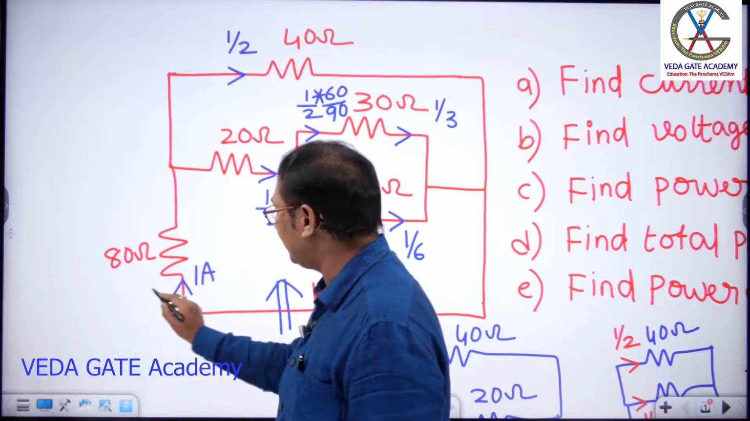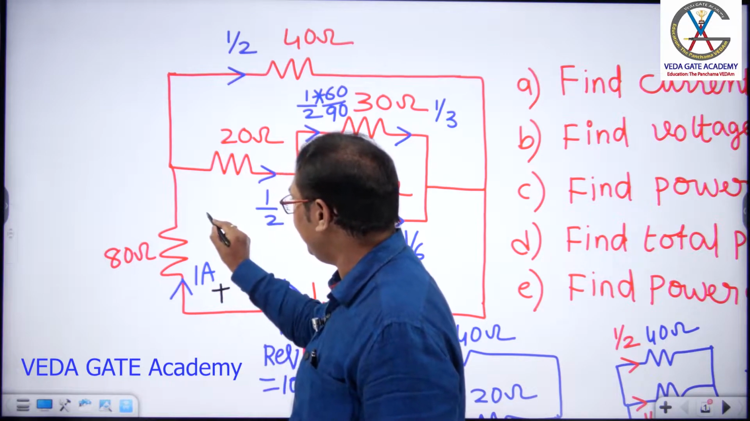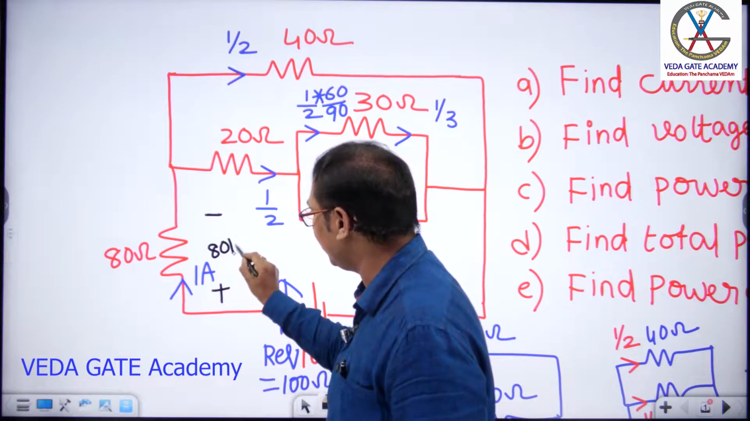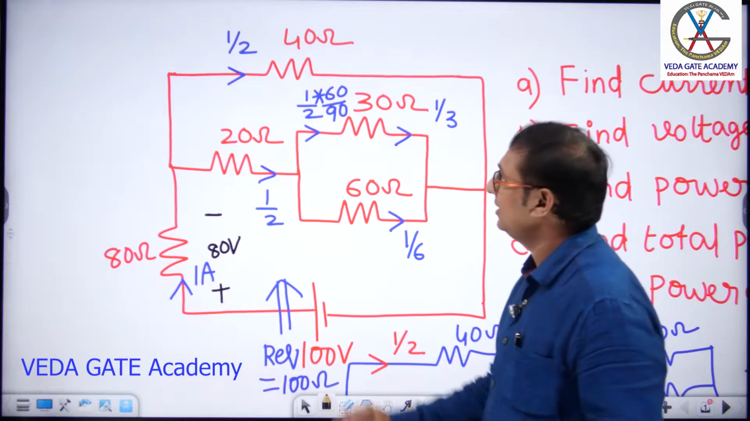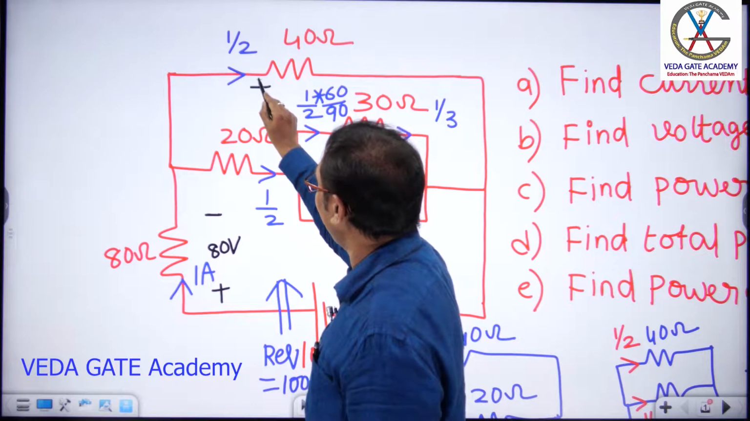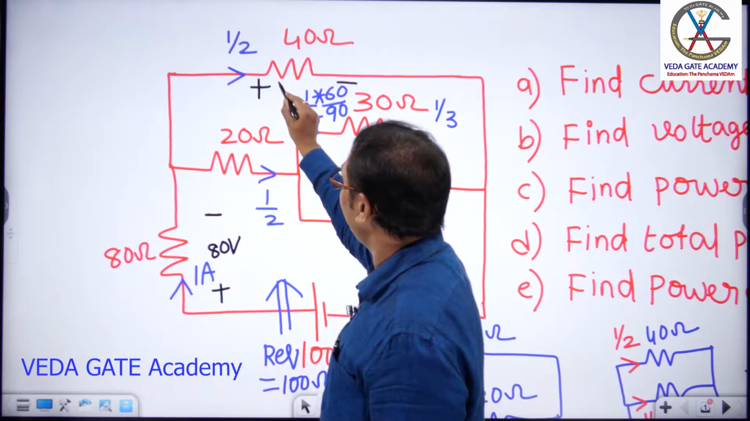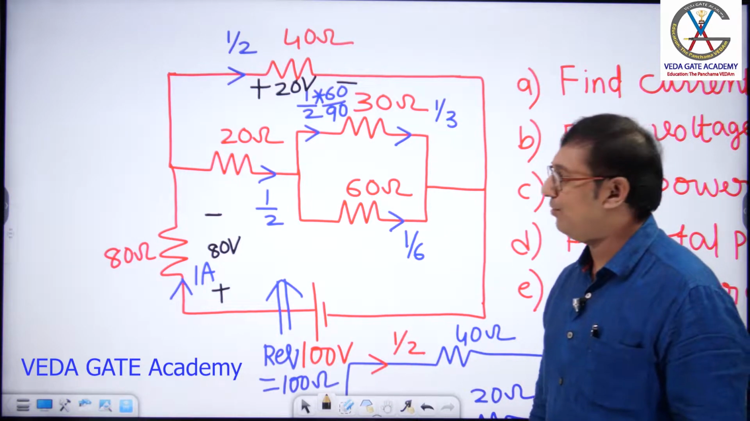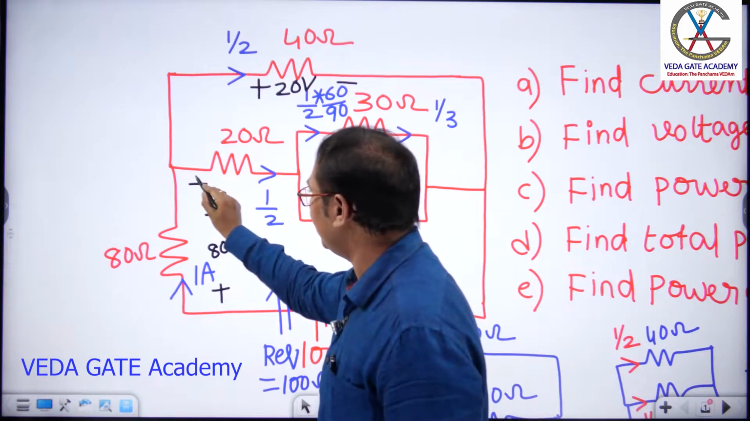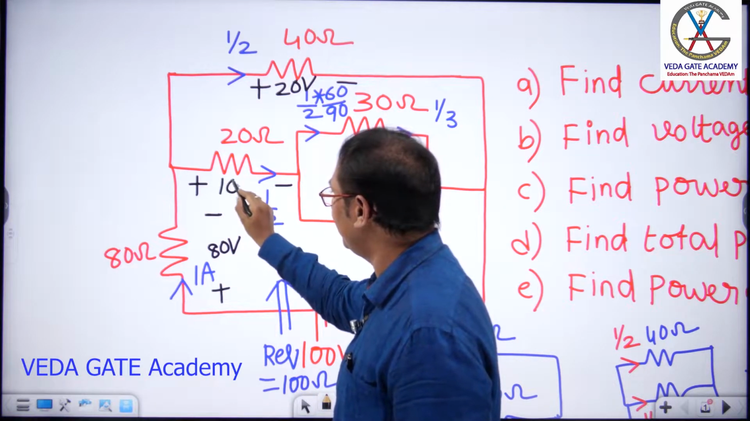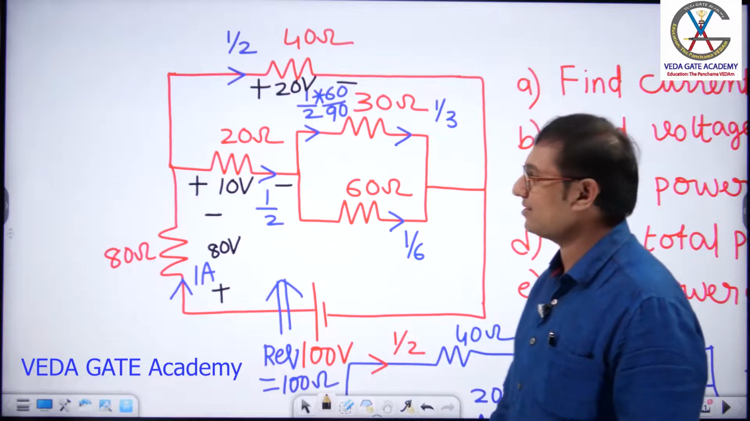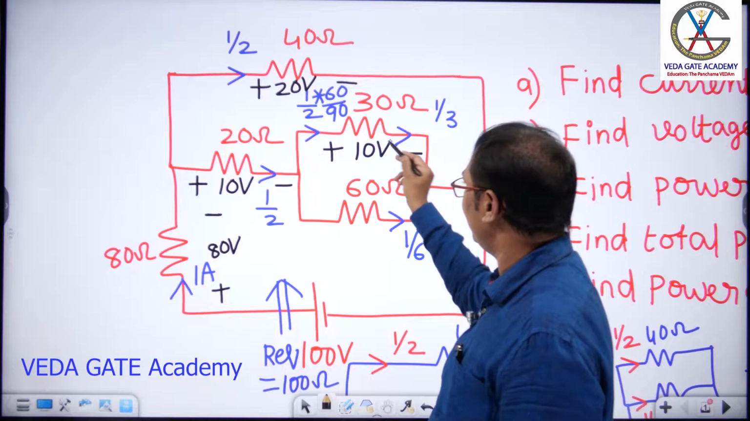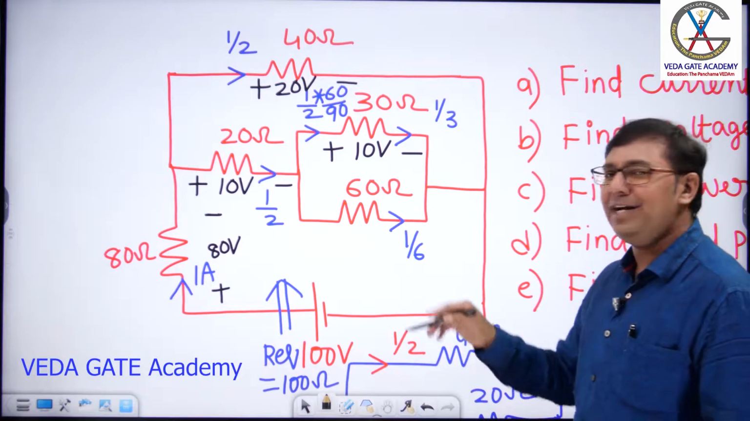Current entering the resistor plus, leaving the resistor minus. What is the voltage across this resistor? 80 volts. Next, what is the voltage across the resistor, sir? 20 volts. Next, current entering plus, leaving minus. What is the voltage here? Plus 10 volts. Plus 10 volts. I into R, sir.